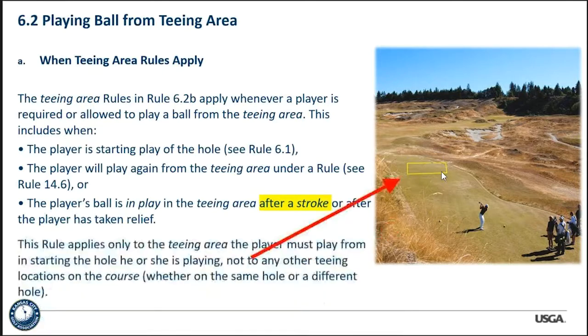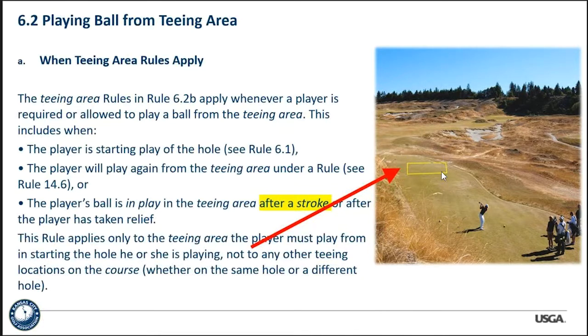But this rule applies only to the teeing area the player must play from in starting the hole he or she is playing, not to any other teeing locations. Okay, the word teeing locations, it's not teeing area. They're talking about like where some other tee markers may be. This picture example here, this player has a teeing area back here, but there's a forward set of tees. That's not his teeing area. These rules will not apply in that yellow box on that screen to that player for this hole.